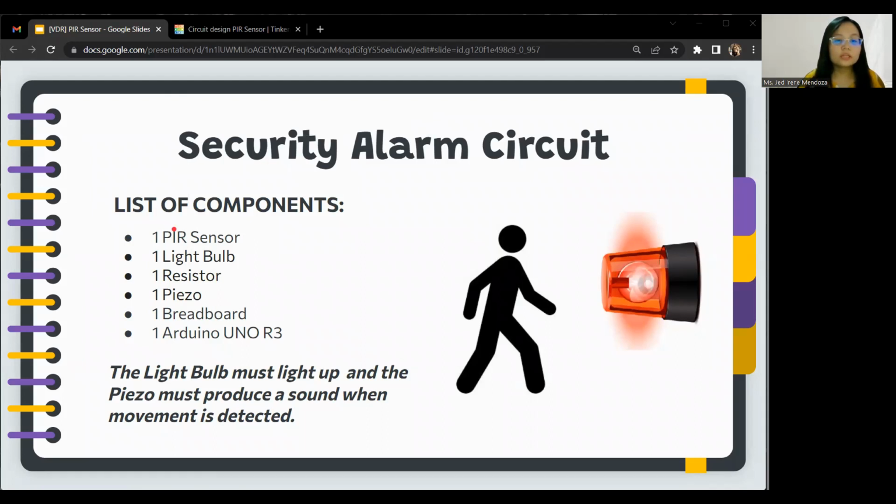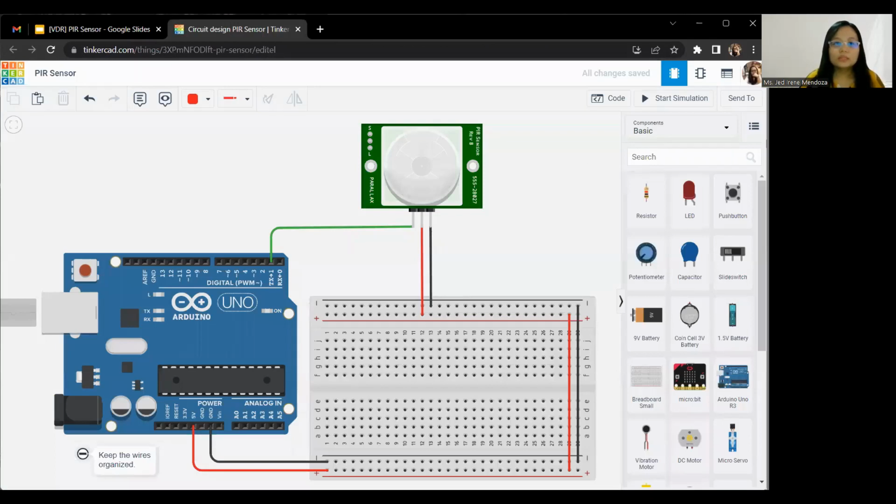For this circuit, we have to program with this condition. The light bulb must light up and the piezo must produce a sound when movement is detected. Remember, if there is unusual movement around the area, the piezo or the speaker must produce a very loud noise and the light bulb must be turned on. All right, so let's go back to the circuit.